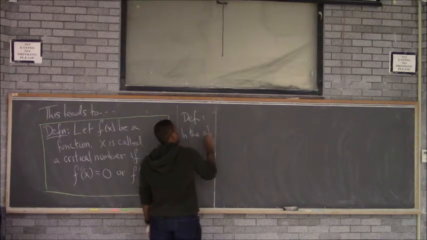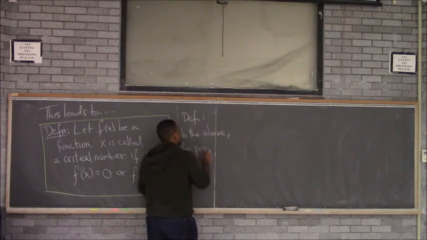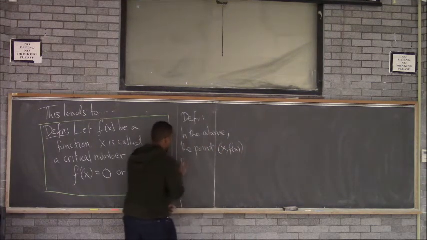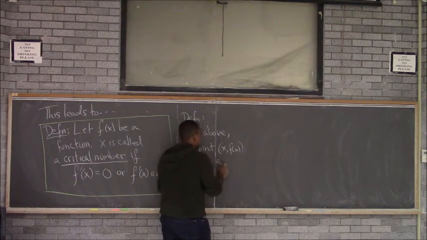In the above, the point x comma f of x is called a critical point.